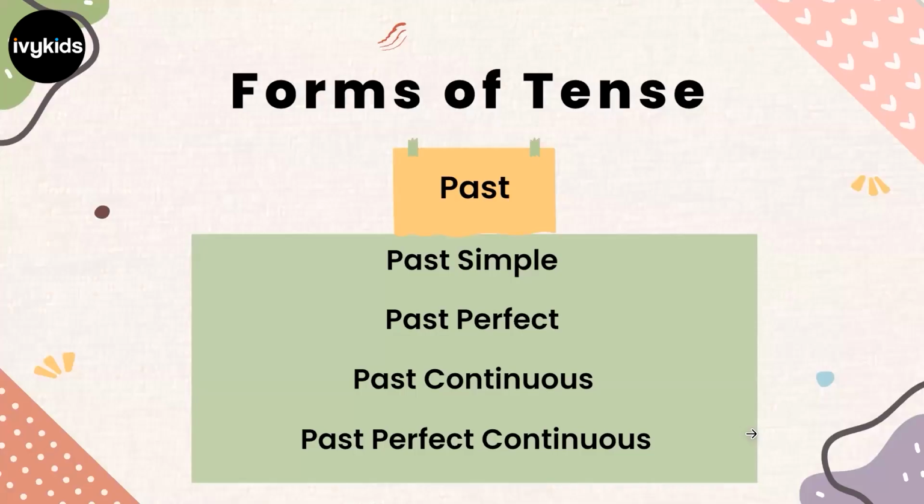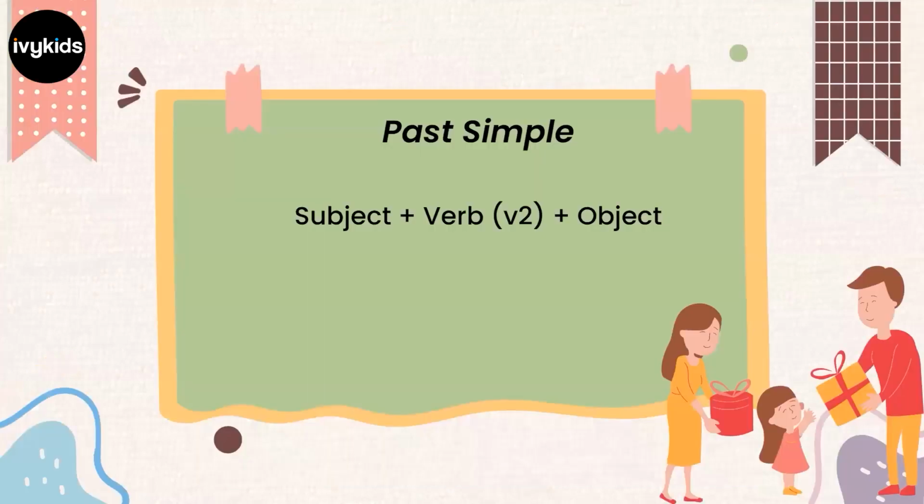Let's look at other forms of tense. Now we are going to talk about the past forms: past simple, past perfect, past continuous, and past perfect continuous. So let's begin with past simple. Past simple, how do we create the sentence? We use subject, then we put verb's second form, and then object at the end.